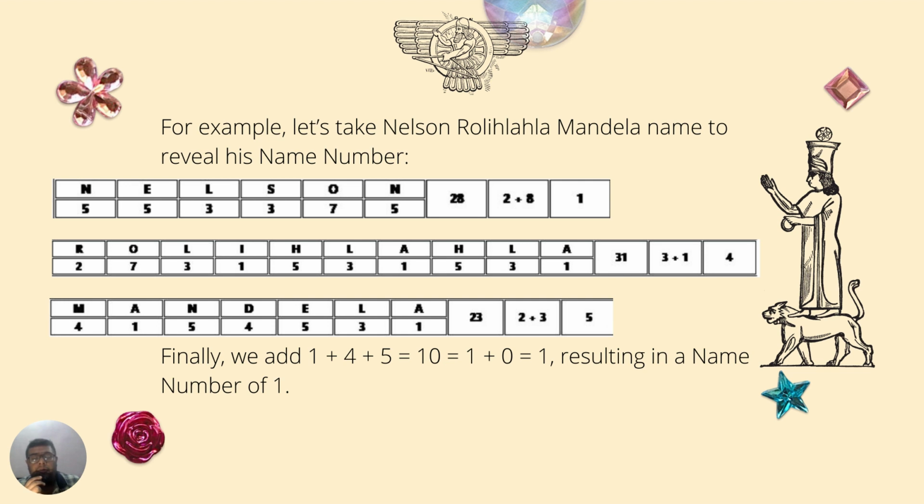Then you get the digits for the three parts of this name, the first part, the middle part, and the surname. Now you add those three digits, you get 1 plus 4 plus 5. So the name number is 1.